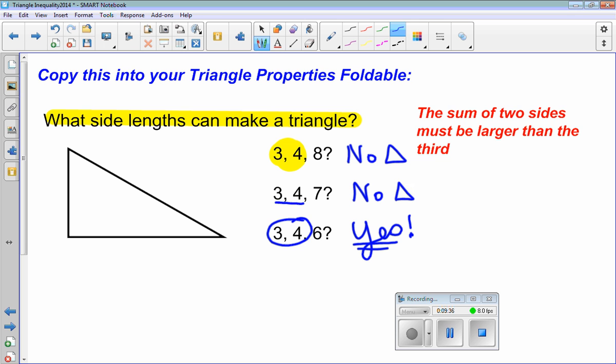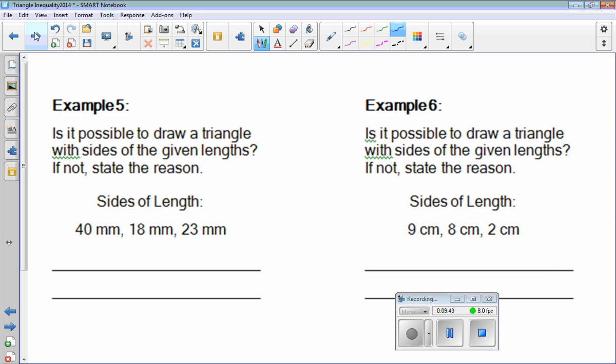Good. Okay, so that should all be in your foldable, right? Good. So, let's look at these examples here. I want you to decide yes or no. You don't have to write them down unless you have room, you can. Is it possible to draw a triangle with side lengths of 40 millimeters, 18 millimeters, and 23? Yes or no? Yes.